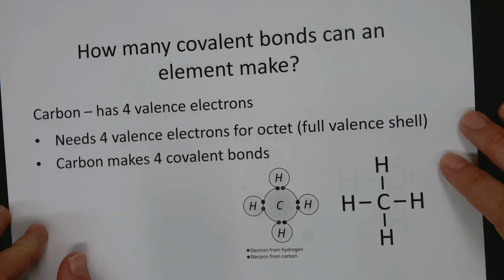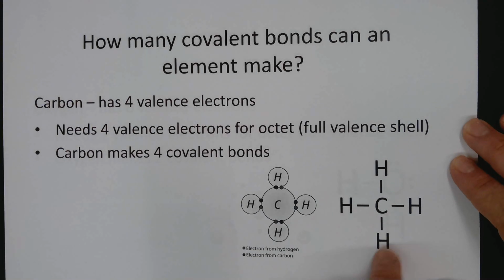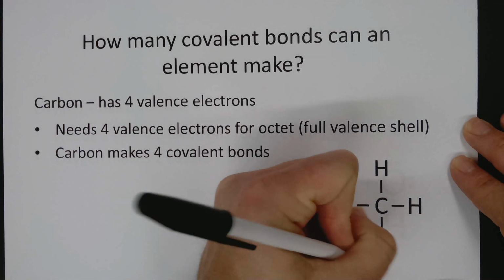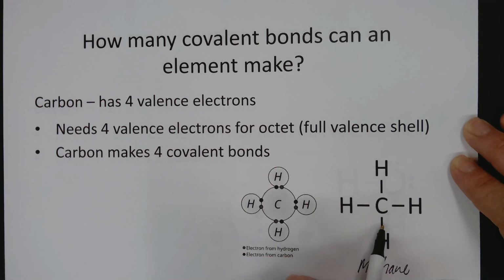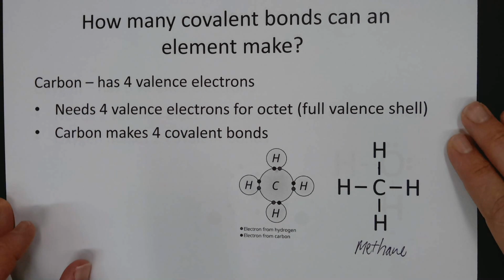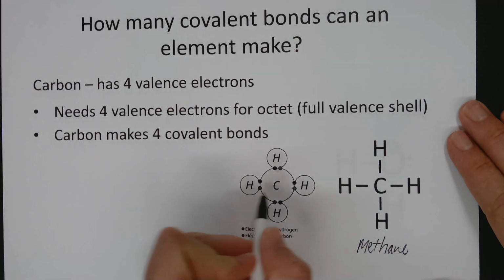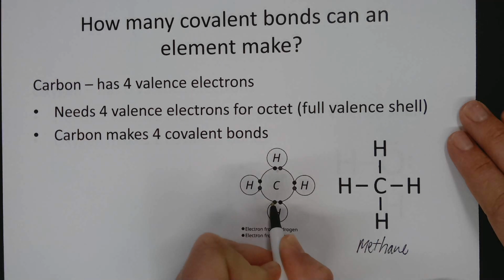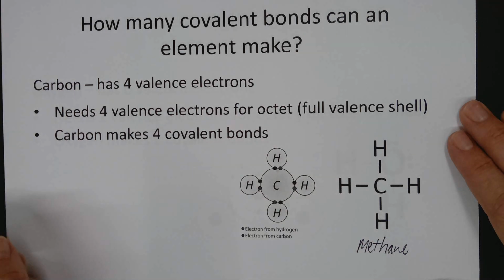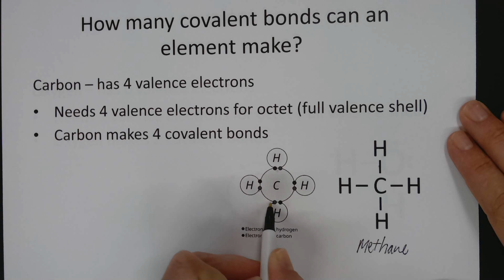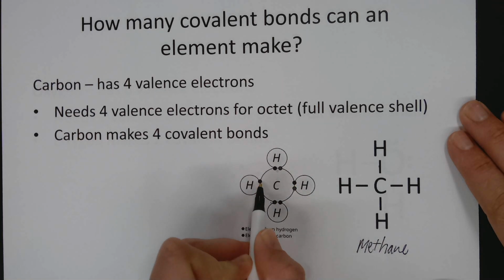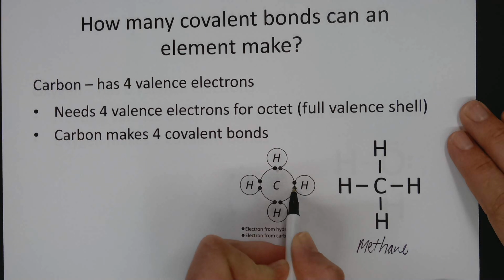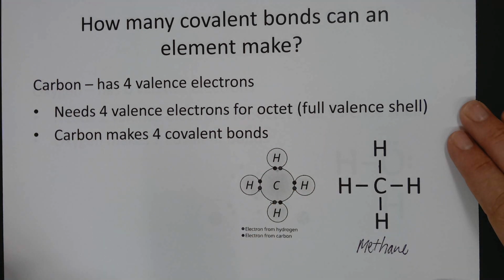And the example we were just using for representing a bond, this molecule is called methane, and it's a gas. And what you'll notice is carbon makes 1, 2, 3, 4 covalent bonds. Now, the reason for that is that if it forms 4 bonds with 4 different hydrogen atoms, each hydrogen atom has a duet, so a full valence shell, and now carbon has 1, 2, 3, 4, 5, 6, 7, 8 valence electrons.